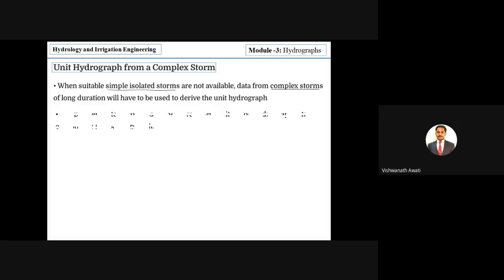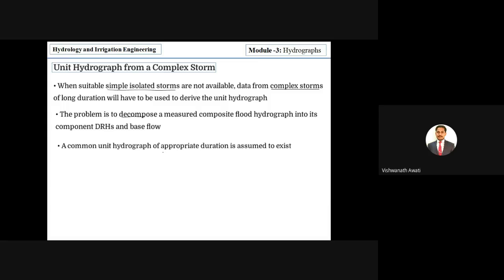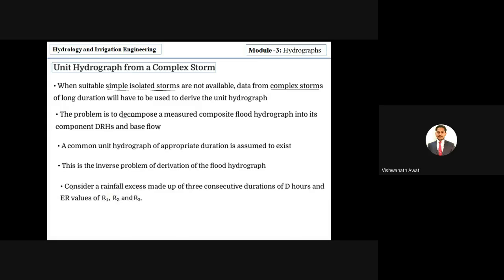This gives the unit hydrograph, but it has some problem. The problem is to decompose a measured composite flood hydrograph into its components of direct runoff hydrograph and base flow. It has some problem with the decomposition of the measured composite flood hydrograph, and a common unit hydrograph of approximate duration is assumed to exist. This is the inverse problem of derivation of flood hydrograph. So we made the derivation of flood hydrograph from the unit hydrograph, and we are going with the inverse of the same problem, right?